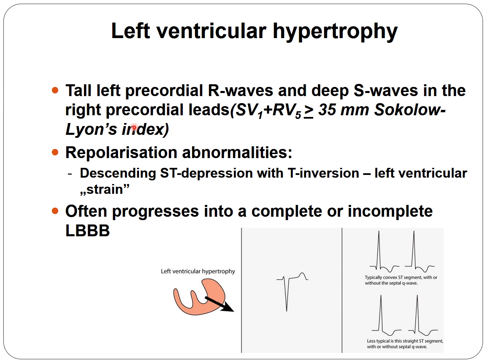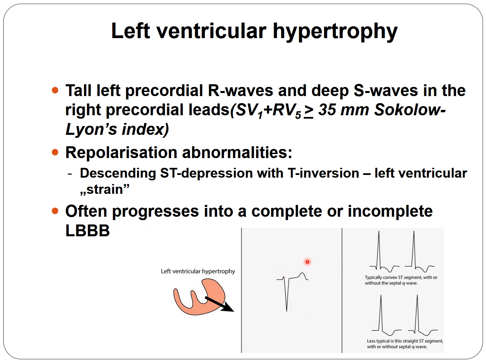But if you see an R wave bigger than 25 millimeters in V5, that alone can be a sign of left ventricular hypertrophy. Or in the limb leads, aVL, if it's more than 11 millimeters, that can be a sign of left ventricular hypertrophy. Usually in these leads we have the strain phenomenon, as you see right here. Repolarization abnormalities, as we mentioned, can be seen as ST depression with T inversion, and left ventricular strain often progresses into a complete or incomplete left bundle branch block.